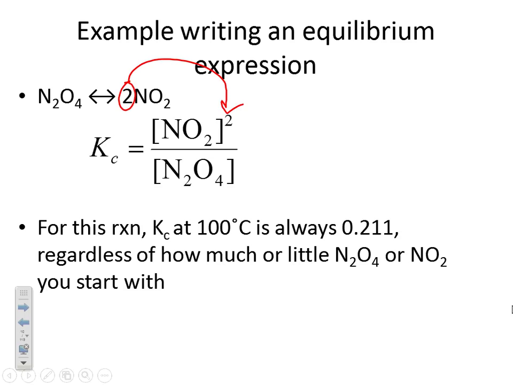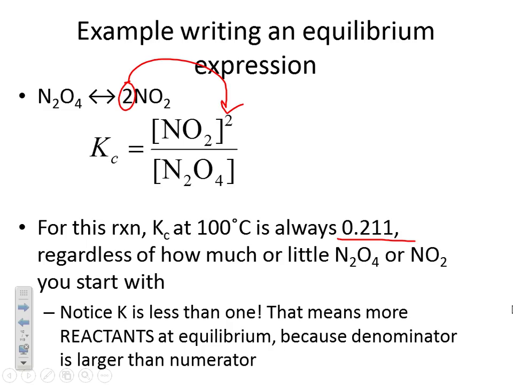Now, this is to make a point here. For this reaction at 100 degrees Celsius, the Kc value is always 0.211. So it's saying that at equilibrium, we get a predictable ratio of products to reactants. It doesn't matter how much N2O4 or NO2 you started with. This reaction will always, when it's at equilibrium, have a ratio of 0.211. Notice that in this case, K is less than 1. That indicates that at equilibrium, we're always going to have more N2O4 than NO2. Reactants will dominate for this reaction at equilibrium, larger denominator.